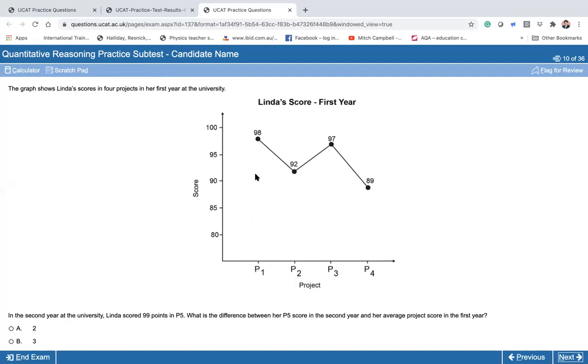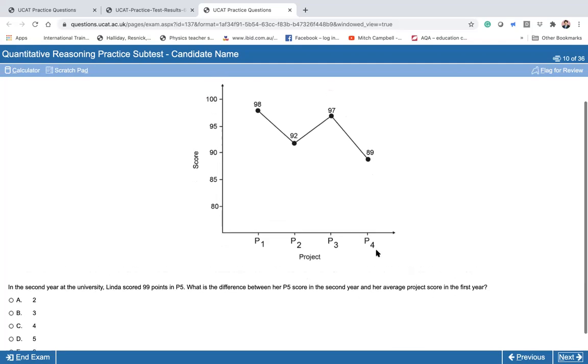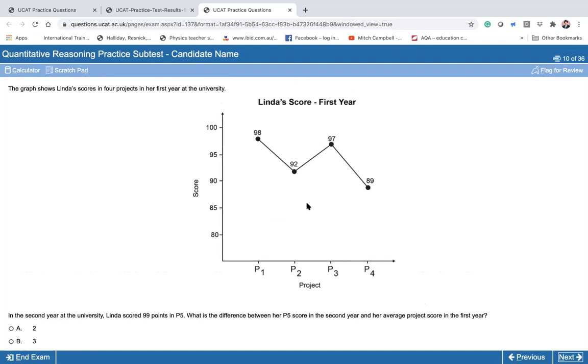In project 1, she got 98. In project 2, she got 92. Project 3, 97. And project 4, 89. Now, in the second year at the university, Linda scored 99 points in project 5. The question is, what is the difference between her project 5 score in the second year and her average score in the first year? The first thing we will do is calculate the average score in the first year.